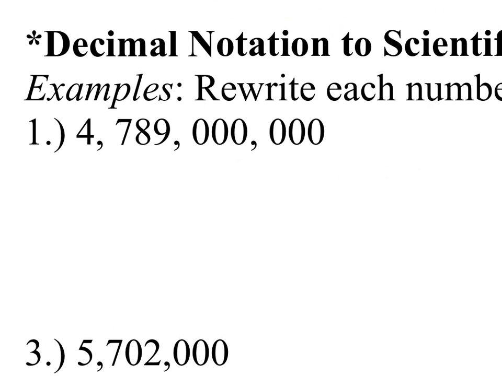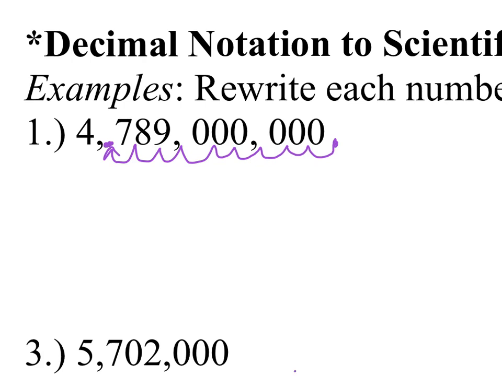A number between 1 and 10 would be 4. It's always that first digit. So we're going to make this 4.789. Right now, our decimal is sitting here at the very end of our number. So in order to make this in scientific notation, we need to move this decimal 1, 2, 3, 4, 5, 6, 7, 8, 9 place values.